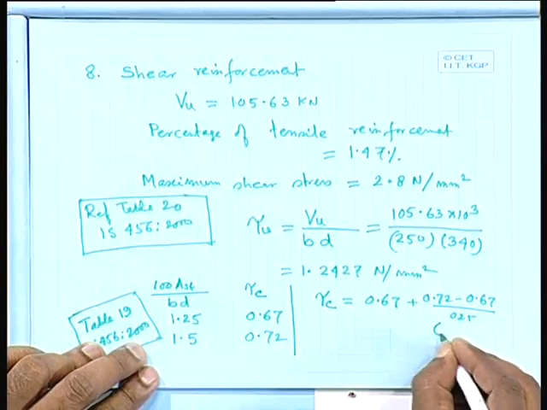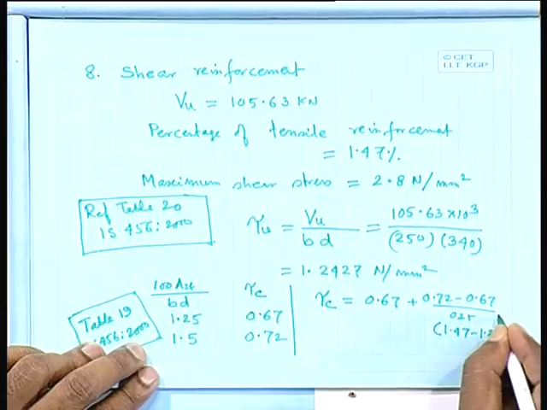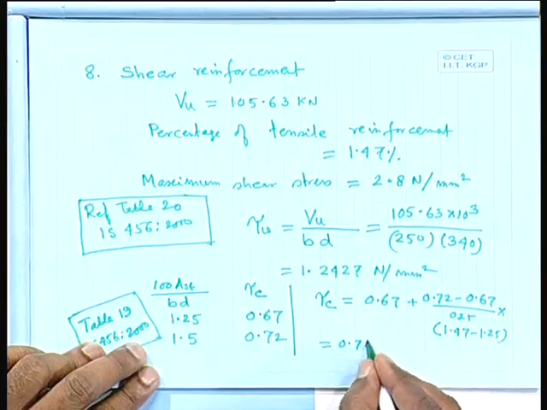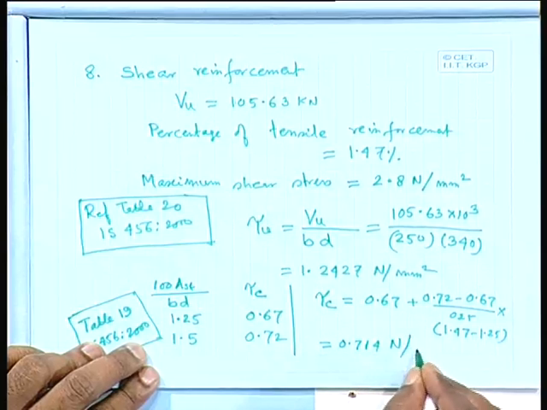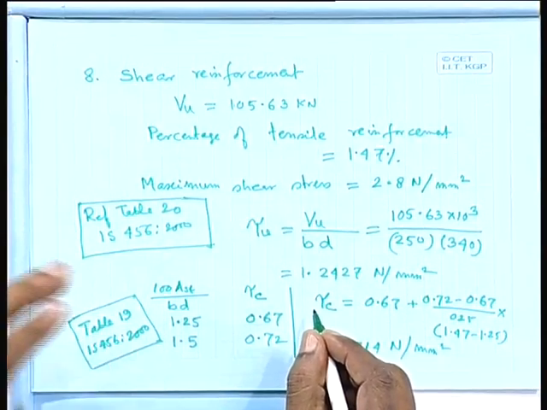(1.47 minus 1.25), which comes as 0.714 Newton per square millimeter. So, this is the tau C which will be taken care of by concrete.